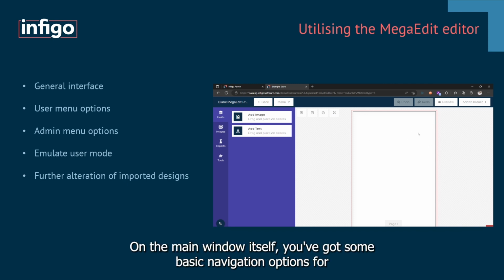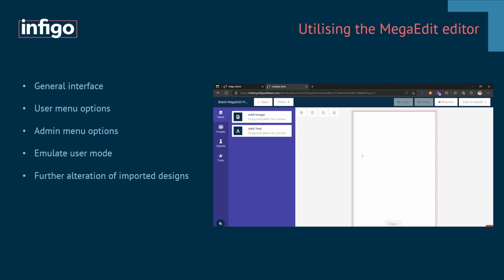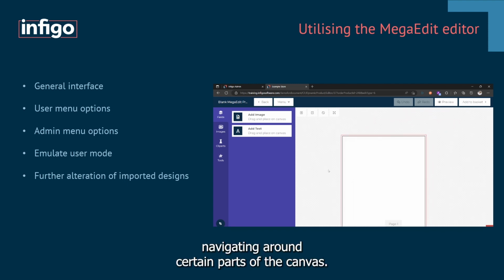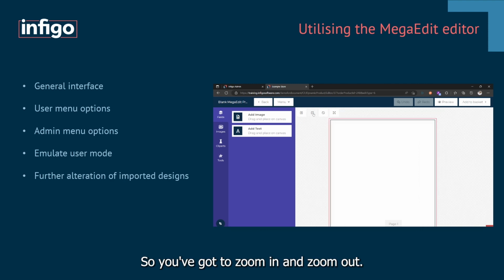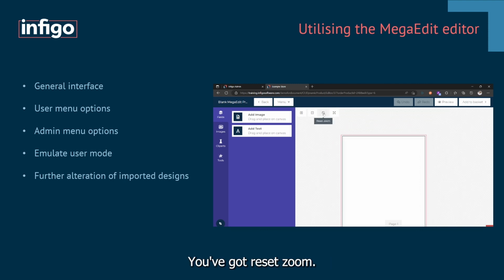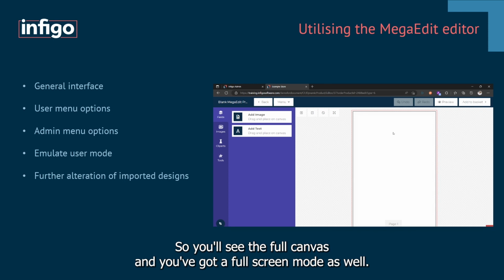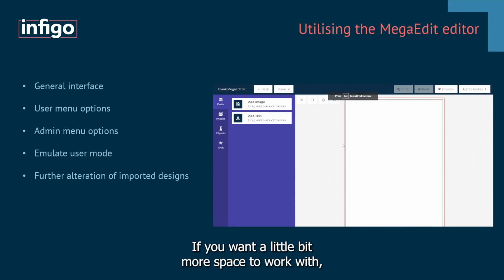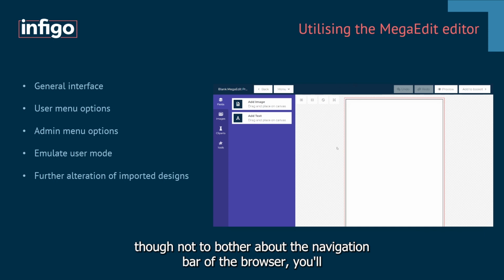On the main window itself, you've got some basic navigation options for zooming in and navigating around certain parts of the canvas. So you've got zoom in and zoom out. You've got reset zoom, so you'll see the full canvas. And you've got a full screen mode as well, if you want a little bit more space to work with and are not too bothered about the navigation bar of the browser.